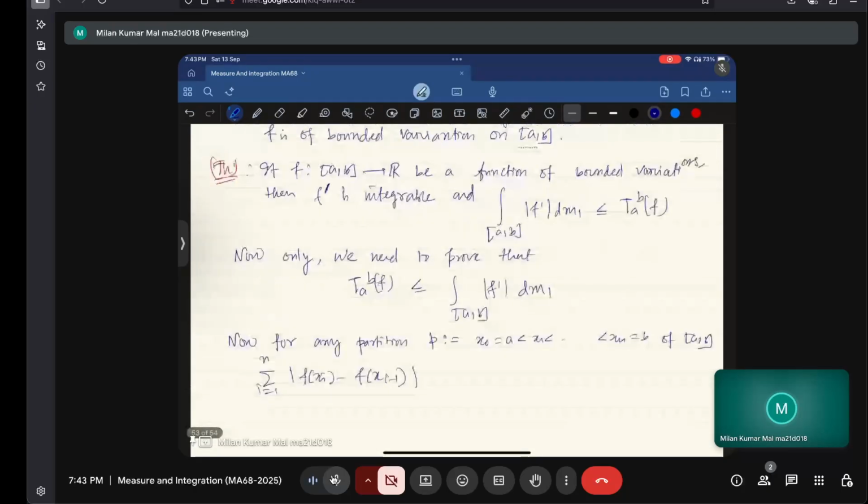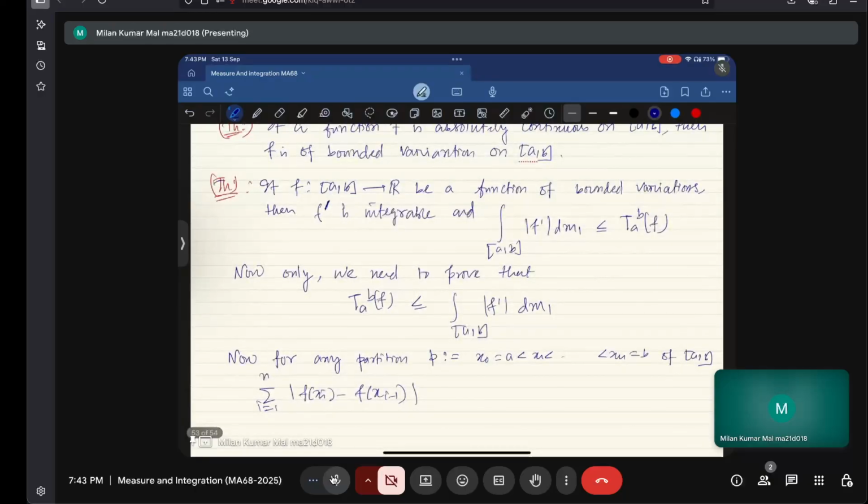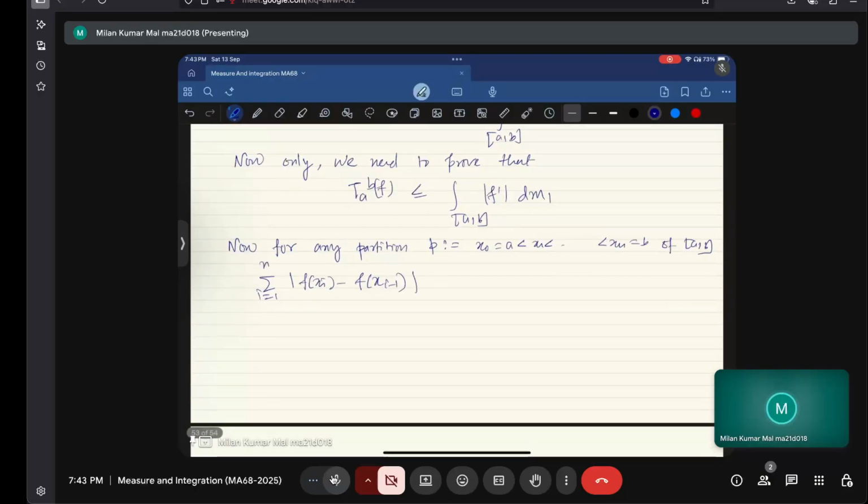Yeah, we need to only prove this one. So this can be written as summation of i equals 1 to n, integration of f dash from xi minus 1 to xi dm1. Why is this? Because this is already there.